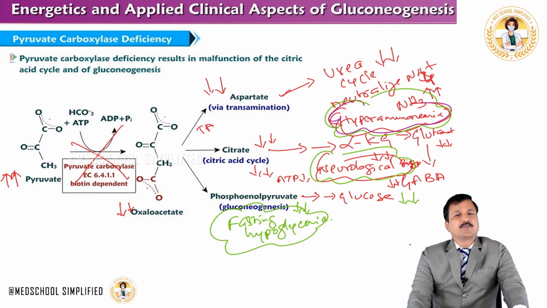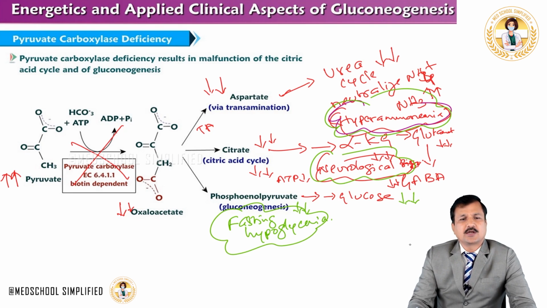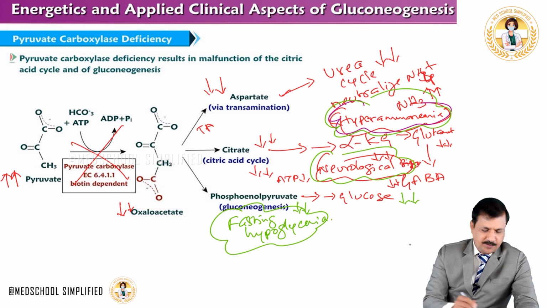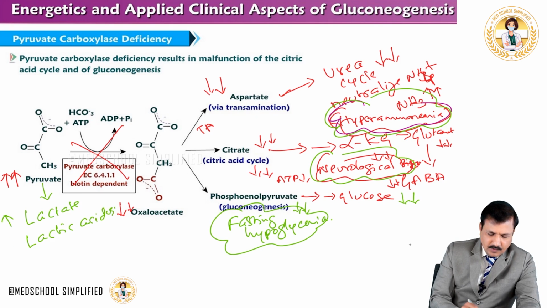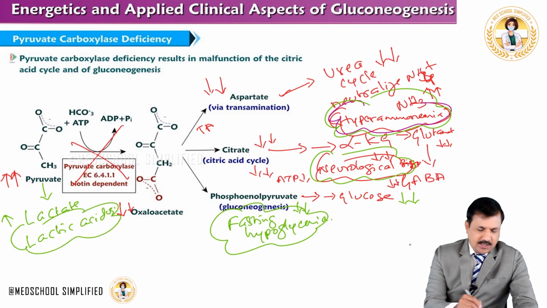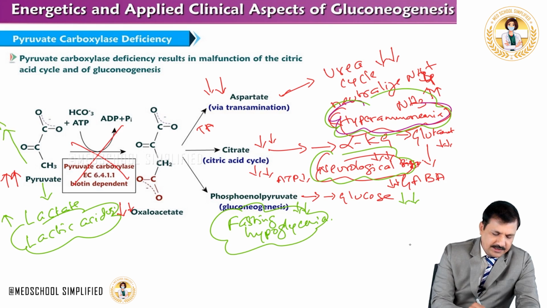Now on the other side, when pyruvate is not going into oxaloacetate because of pyruvate carboxylase deficiency, pyruvate is building up, and this pyruvate is now diverted into lactate formation. So lactate levels will increase, leading to lactic acidosis. On the other side, pyruvate can also be taken towards alanine formation by a transamination reaction, and alanine levels will increase in the blood, giving rise to hyperalaninemia.